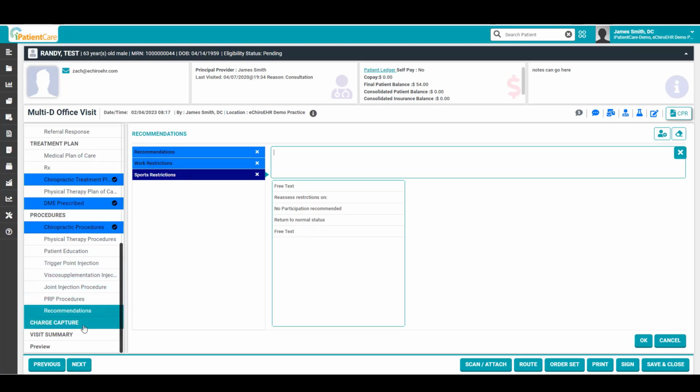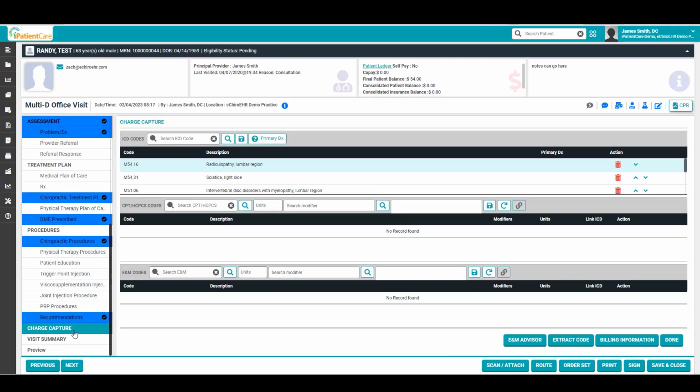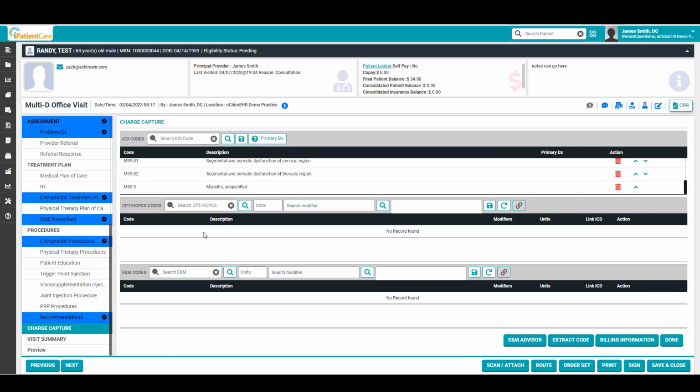And finally, that leads us to charge capture. So selecting charge capture brings us into the charge capture section, and we'll see at the top our diagnosis codes. We'll see the area where the CPT codes will be populated, as well as an area that we can search and add evaluation management codes.